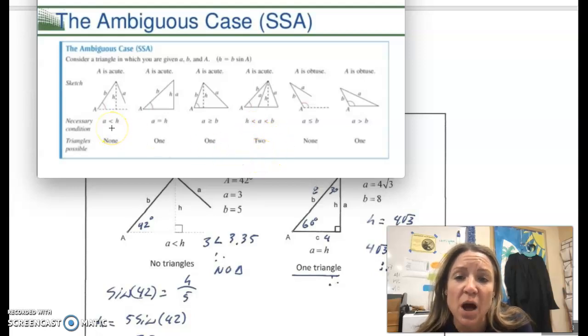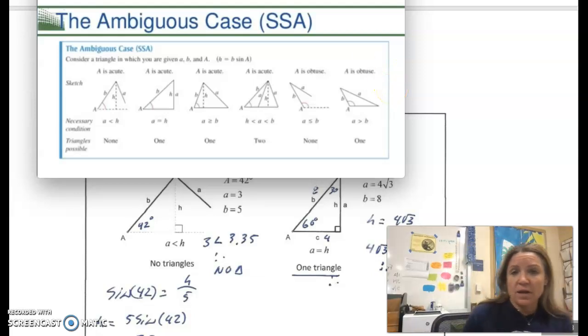Okay, so pause the video and copy down these possible scenarios here, and it has to do with when it's acute or when it's obtuse. So it's going to tell you in each problem what the case is. Okay?